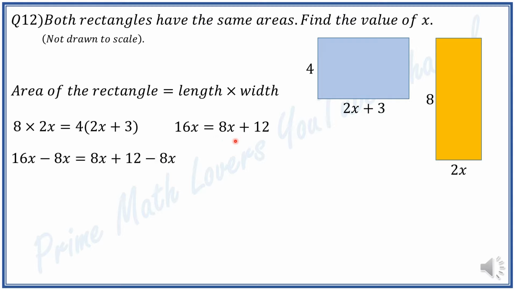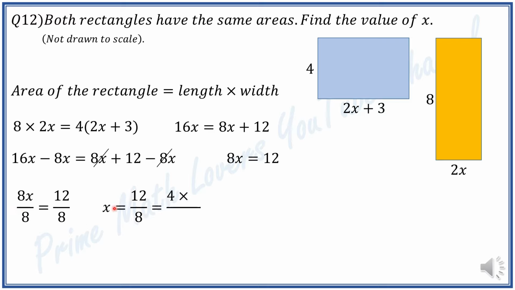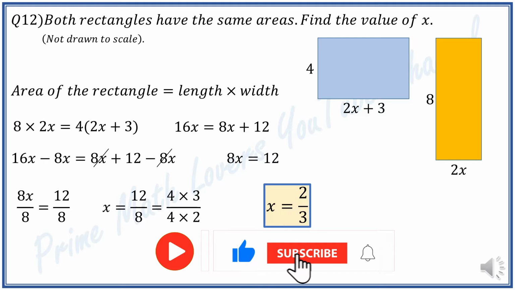Then I add minus 8x to both sides, so it will be 16x minus 8x is equal to 8x plus 12 minus 8x. I can cancel this 8x with this negative 8x. On the left hand side I've got 8x, and on the right hand side I've got 12. So I divide both sides by 8, and I cancel this 8 with this 8. x is equal to 12 over 8. 12 is 4 times 3, and 8 is 4 times 2. So I cancel this 4 with this 4, and x will be 2 over 3.